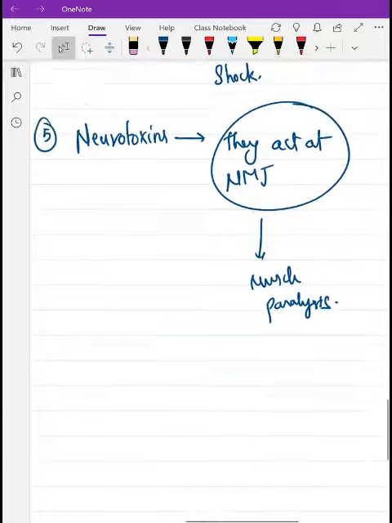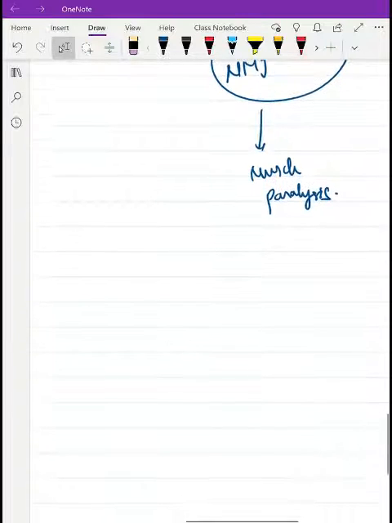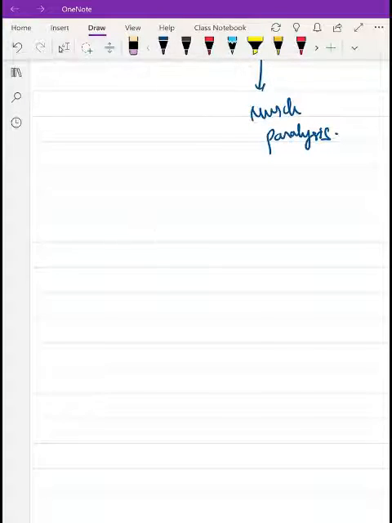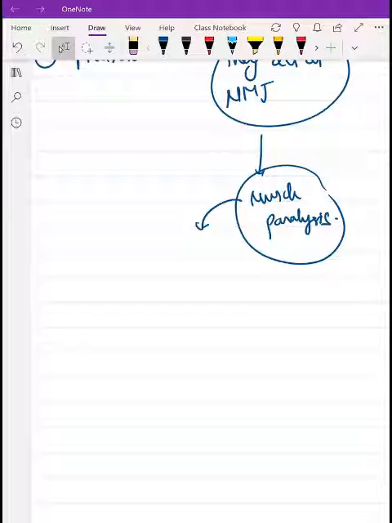There is a disease where there is a defect at the neuromuscular junction. What is that? You all know, you read it in pharmacology. It is myasthenia gravis. Why did I tell about myasthenia gravis? Because when the neurotoxins act, the first effect you see is ptosis. Similarly, in myasthenia gravis also the first effect you will see is ptosis. Now we'll go into classification of venomous snakes. Before that, they cause muscle paralysis. When the skeletal muscle gets paralyzed, he can't breathe and he dies.